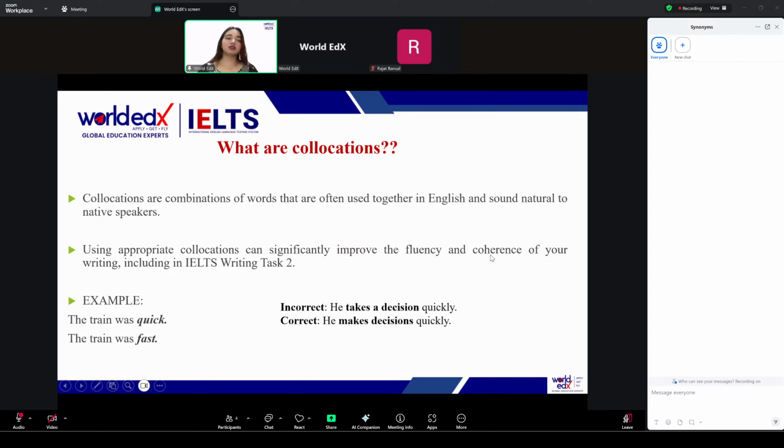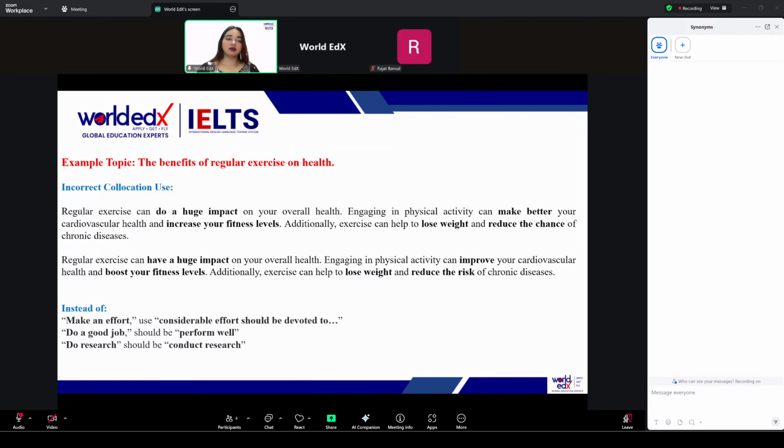So this is collocations. Now, if we look over here, we have the question, the benefits of regular exercise on health. Now here, the first one is an incorrect usage of collocation. Regular exercise can do a huge impact, not do, make a huge impact on your overall health. Engaging in physical activity can make better your cardiovascular health and increase your fitness levels. Do you think anything can make better your cardiovascular health? Is it correct? You can instead say it can improve, it can elevate, but it will not make better because it is grammatically incorrect.